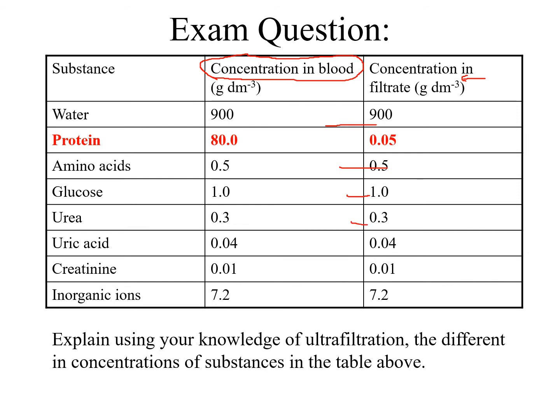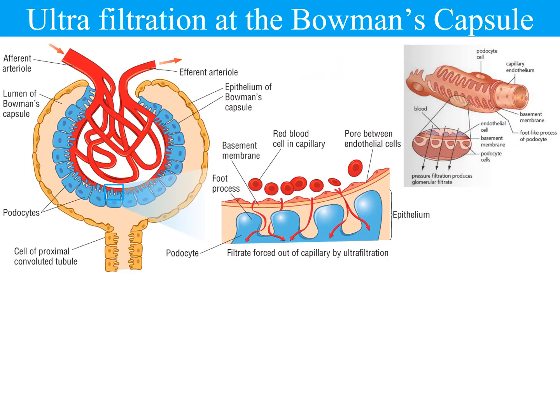But the one thing that stands out is protein. That is because very few, if any, proteins get filtered, and that is due to size. Molecules with a relative atomic mass greater than 69,000 cannot fit through into the filtrate. So the ultrafiltration we're about to talk about literally is based on size, like you would think filtering is. So here we go, ultrafiltration at Bowman's capsule.